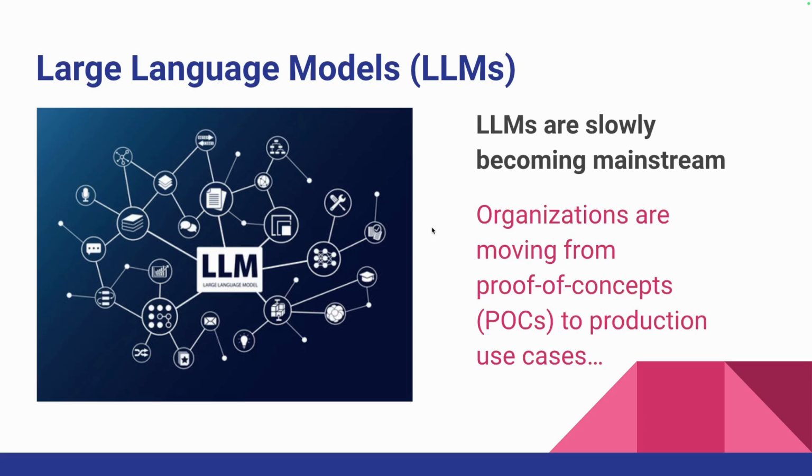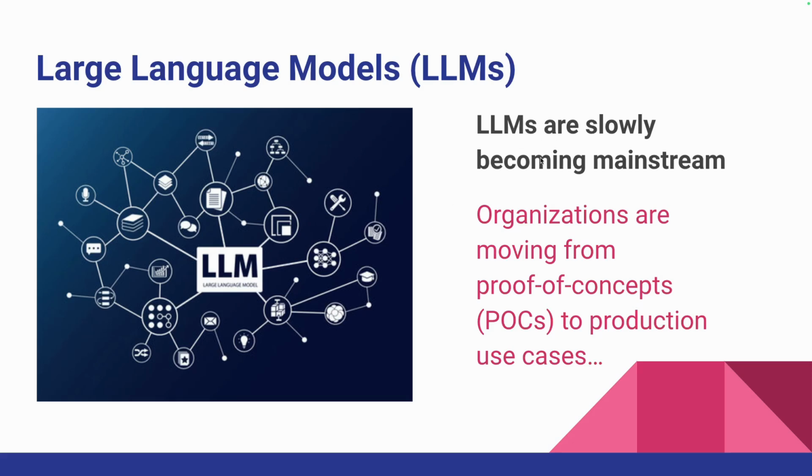Large language models, LLMs, are slowly becoming mainstream. You can see organizations are moving from proof of concepts to production use cases. So what is an LLM? An LLM is nothing but a probabilistic machine that is trained on a large corpus of data. They interact with users by way of prompts. Prompts are nothing but inputs where you tell the LLM what you need out of it. Then it uses the training data that it has and predicts the closest possible output that answers the question that it is being asked.